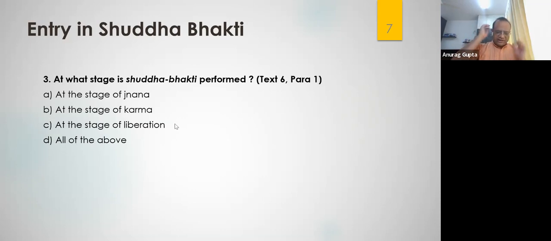Okay. So Rakesh ji, I would also like you to explain to the group why we are discussing at what stage Shuddha Bhakti is performed in this particular text. What is this particular text, text number 6, all about? What are we trying to achieve in text number 6?